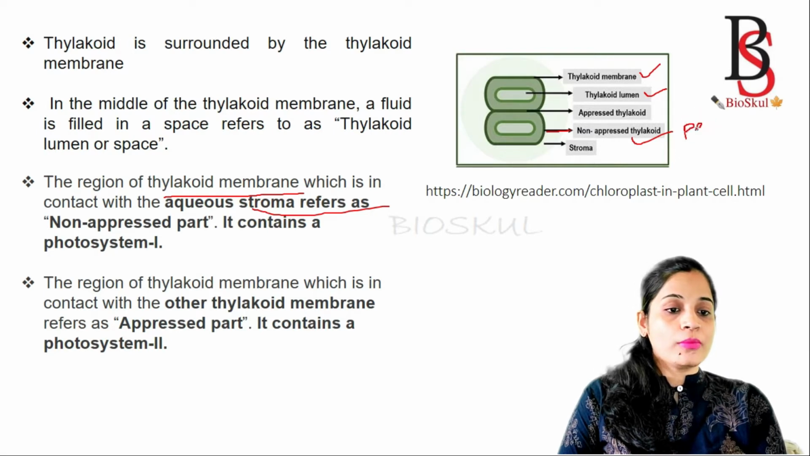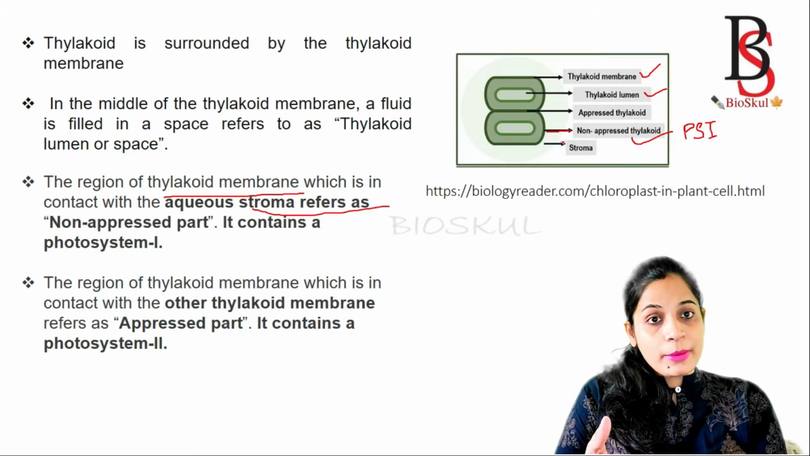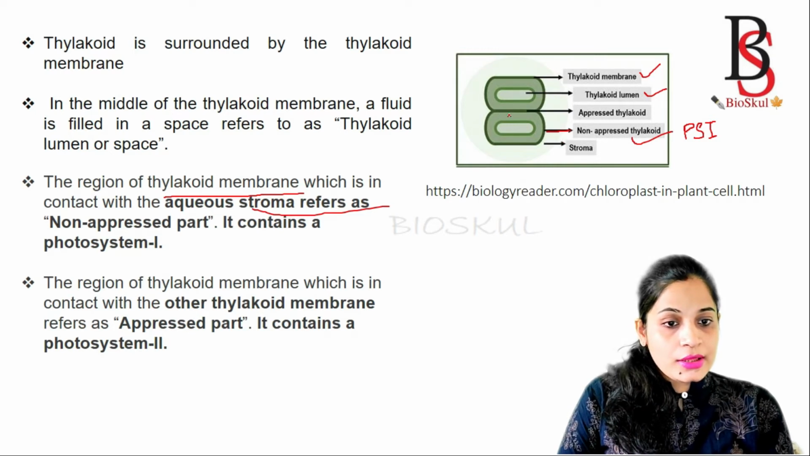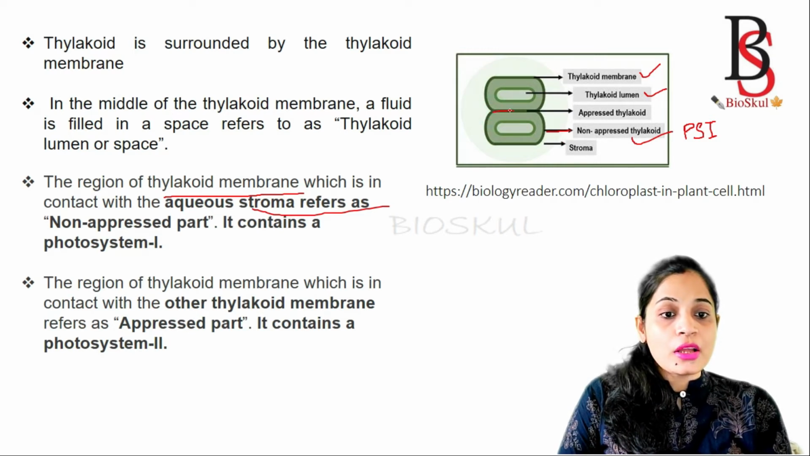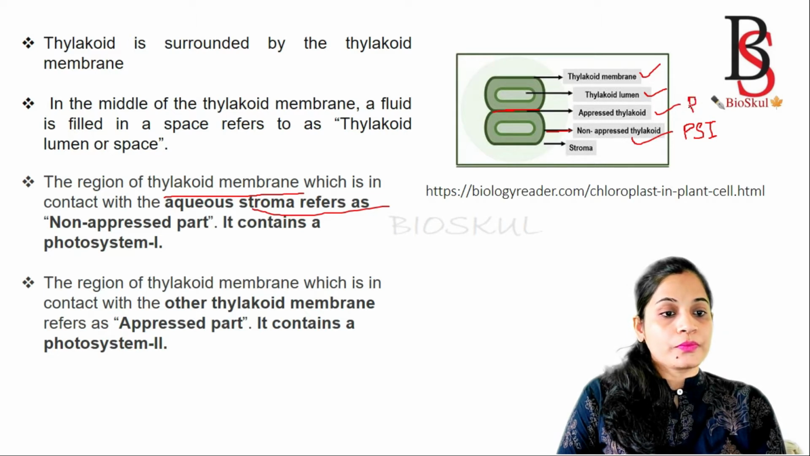Similarly, the region of the thylakoid membrane which is in contact with another thylakoid membrane is known as the appressed thylakoid, and it contains photosystem II.